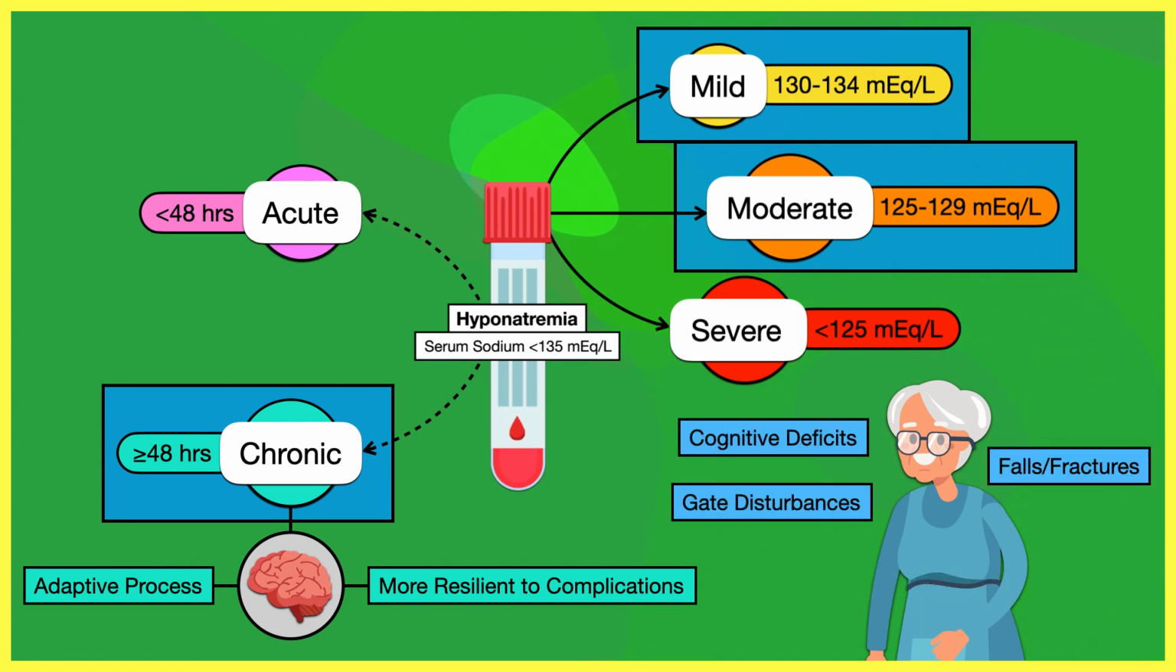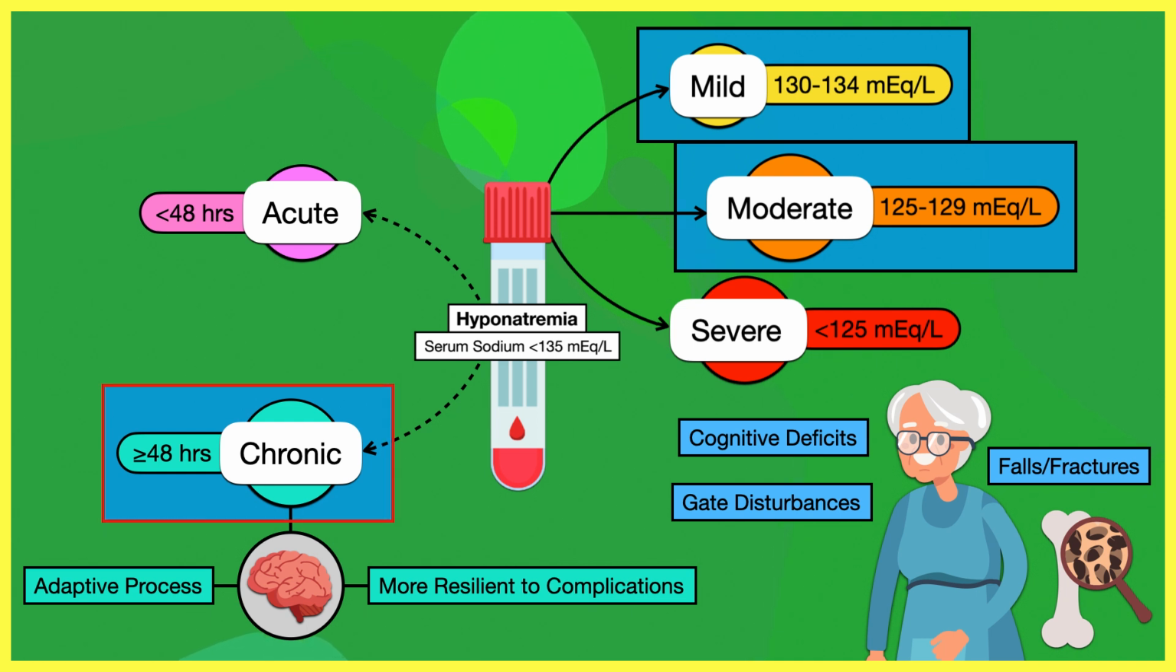However, these cases are still concerning because mild chronic hyponatremia in older adults is associated with cognitive deficits, gait disturbances, and an increased risk of falls and fractures. Hyponatremia is even considered a secondary cause of osteoporosis because it enhances bone resorption and inhibits the deposition of new bone material. Whenever the duration of hyponatremia is unclear, chronic hyponatremia must be assumed.